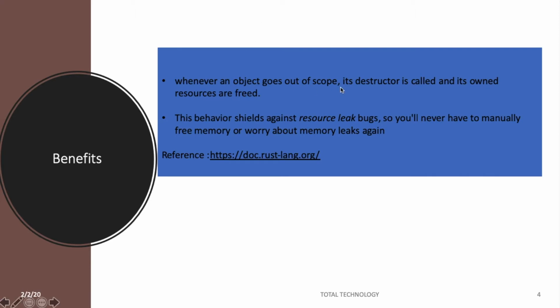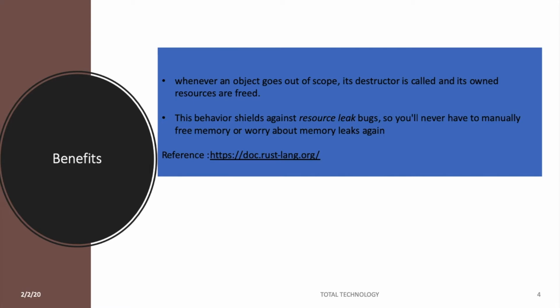So what is the benefit of this? Whenever an object goes out of scope, its destructor is called and its owned resources are freed. It means whenever we go outside of the block, the memory or heap owned by the variable is automatically freed. This behavior shields against resource leak bugs, so we never need to manually free the memory or worry about memory leakage. That is why Rust is a memory safe, fast and concurrent programming language. All three things are achieved together.